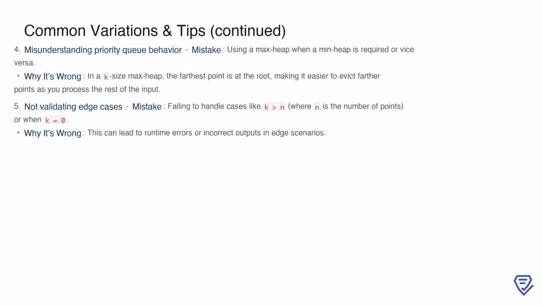Additionally, edge cases require special attention. For instance, what happens if k is greater than the total number of points? Or if k equals 0? These scenarios can lead to runtime errors or incorrect results if not properly handled. Always validate edge cases to ensure your solution is robust and handles all possible inputs gracefully.